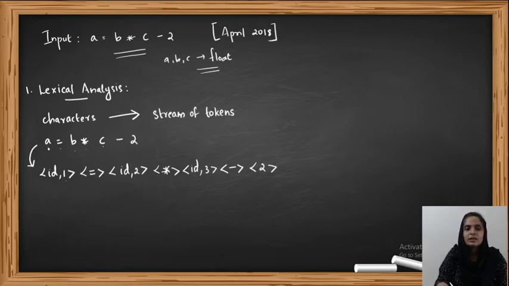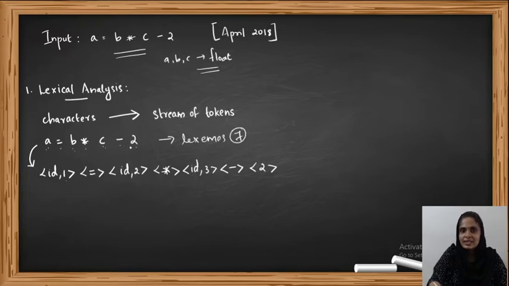So here we know that there are 1, 2, 3, 4, 5, 6, 7 lexemes. These are the lexemes. Lexemes, tokens, patterns, everything I will be discussing in the upcoming videos. Okay, so there are 7 lexemes and we have converted these 7 lexemes into the corresponding tokens. These are the tokens. So we got 7 corresponding tokens, right? So the input a is equal to b star c minus 2, which was fed to the lexical analyzer, is now converted to a stream of tokens. So this will be the output of the lexical analyzer phase.